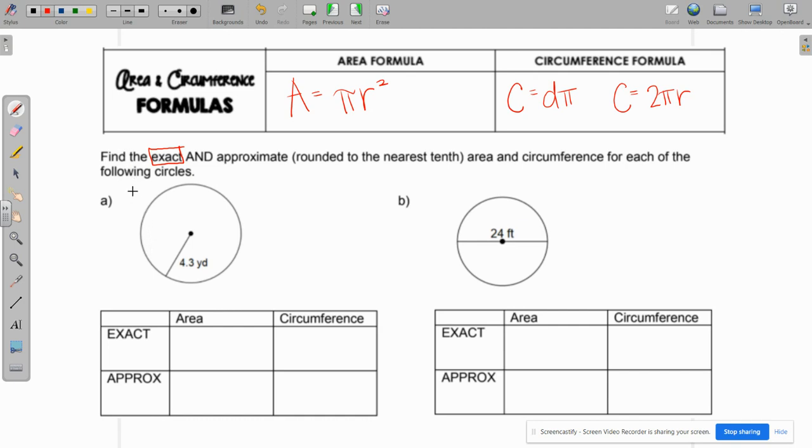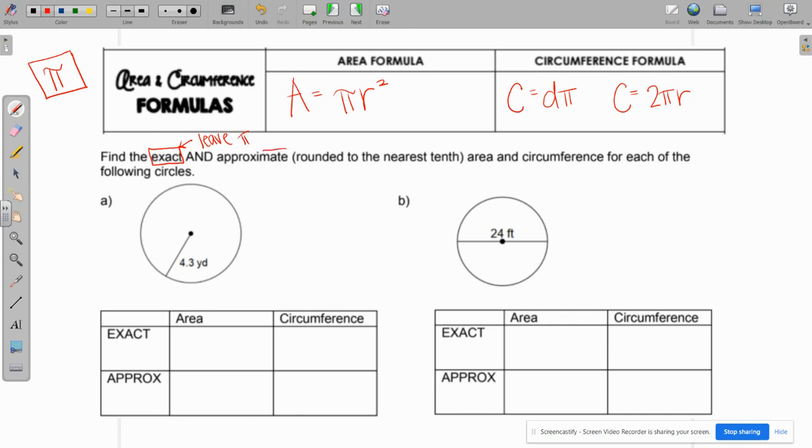But it's important to remember that pi is an irrational number, which means that it's a decimal that goes on forever without repeating. So anytime that you use a formula with pi, which both area and circumference do, it's impossible to have an exact answer unless you leave pi in your answer. So if I'm asking for an exact answer, this means leave pi. So pi is going to be part of your answer.